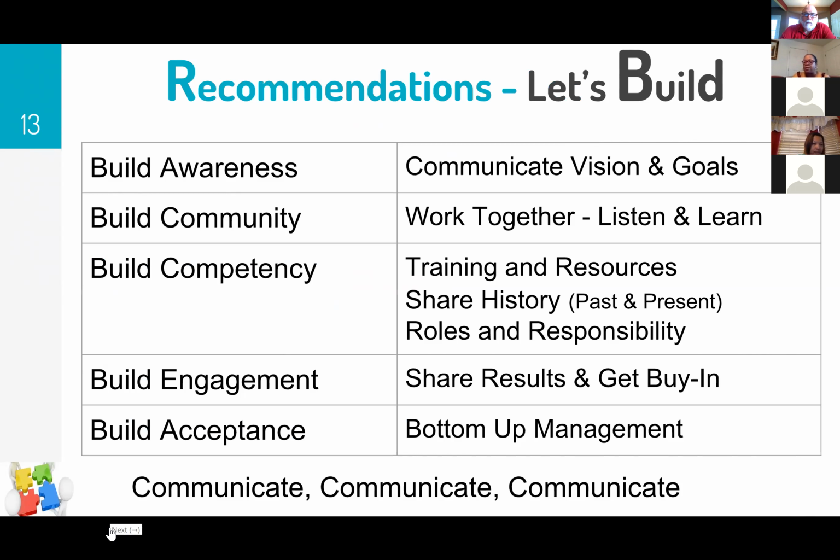Working together, meaning listen and learn. Nobody was communicating. Everybody knew that this multi-million-dollar project needed to be taken care of, but nobody was communicating with each other. Training and resources, share history, past and present. That's what we were talking about in regards to Anita, not making her aware that this was something that had already taken place, and we were bringing her on blindsided. Share results and get buy-in. And then bottom-up management, communicate.